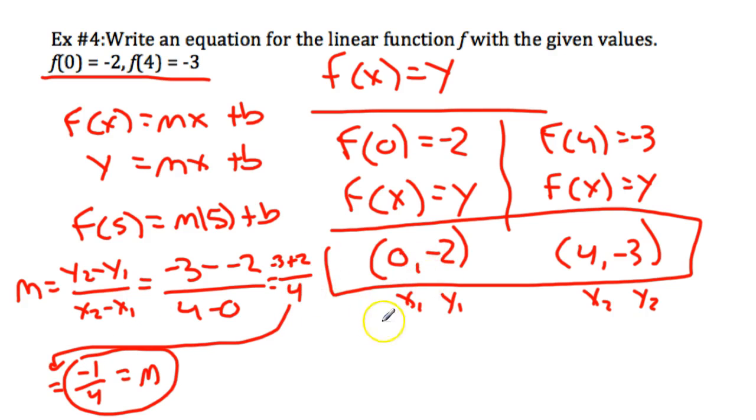What's the y-intercept? Well, look, there's a 0 right there for x. And so the y is the y-intercept. So b is going to equal negative 2.